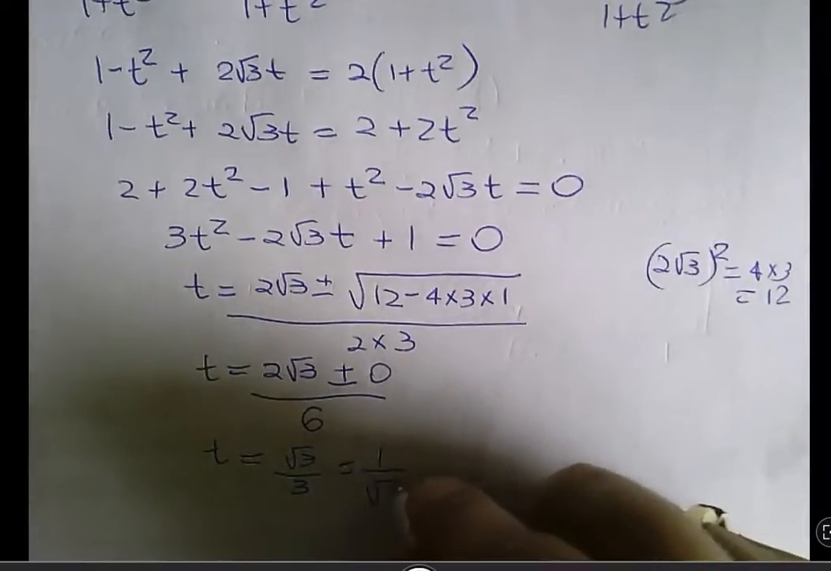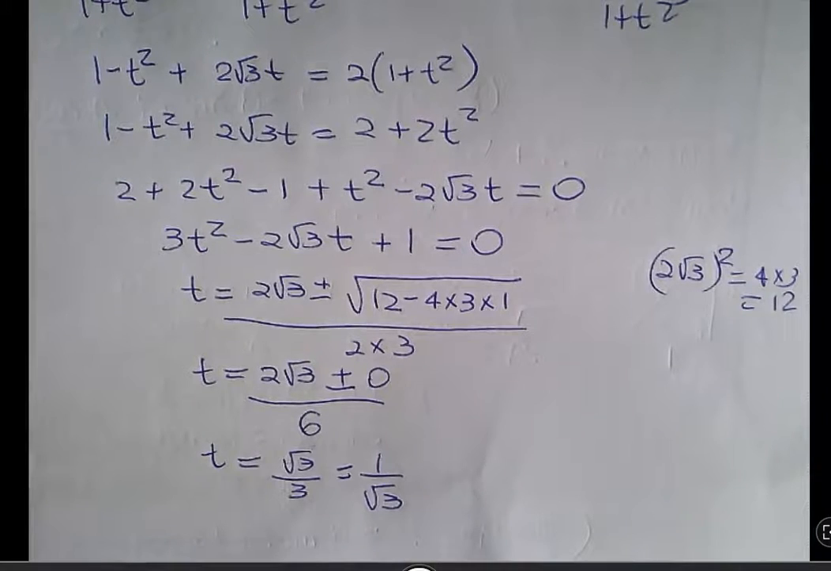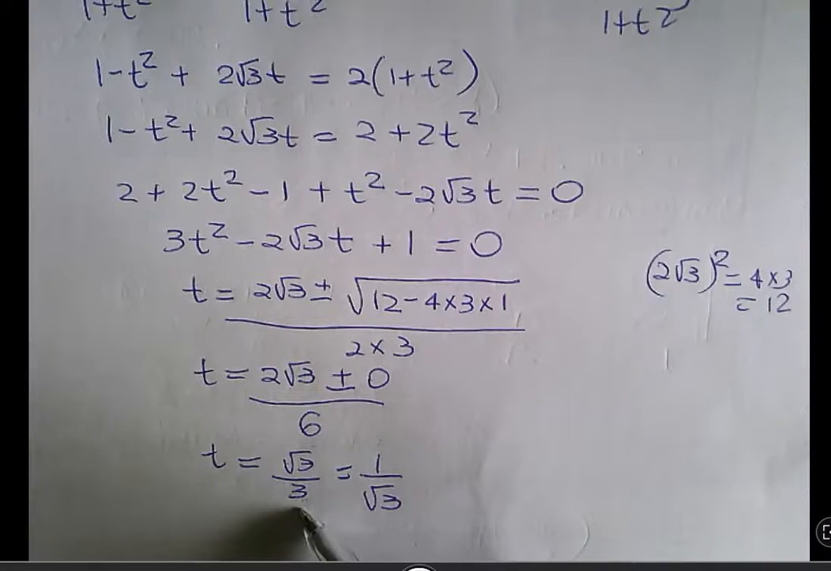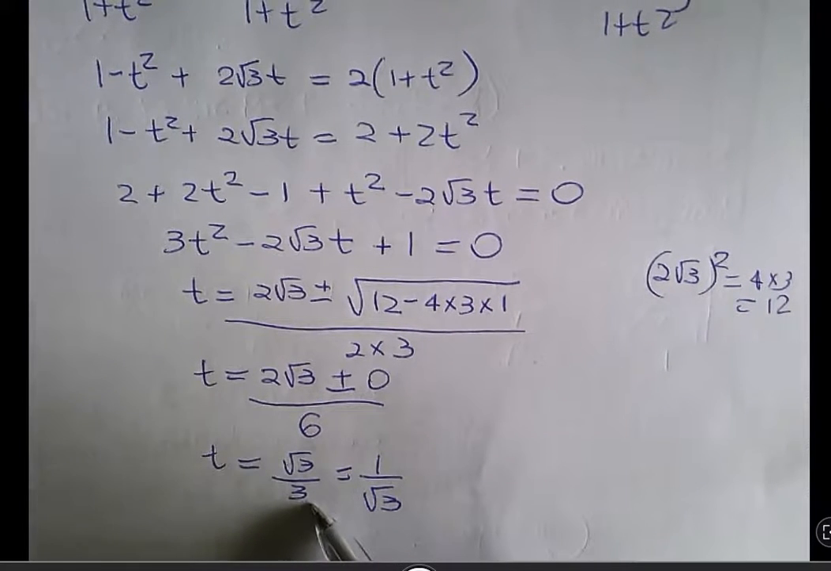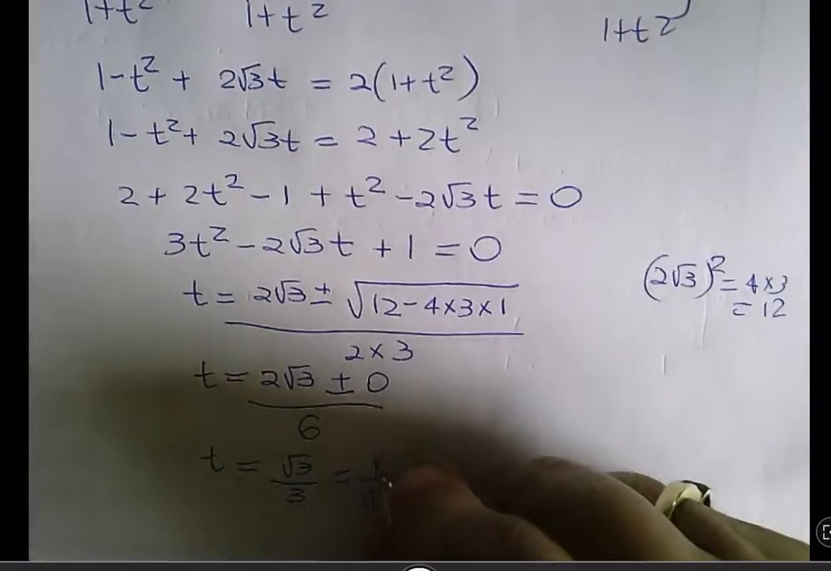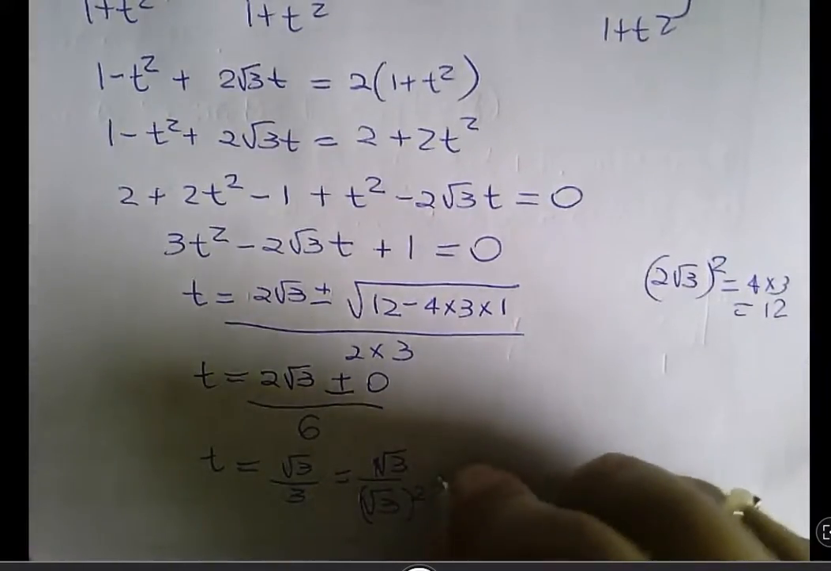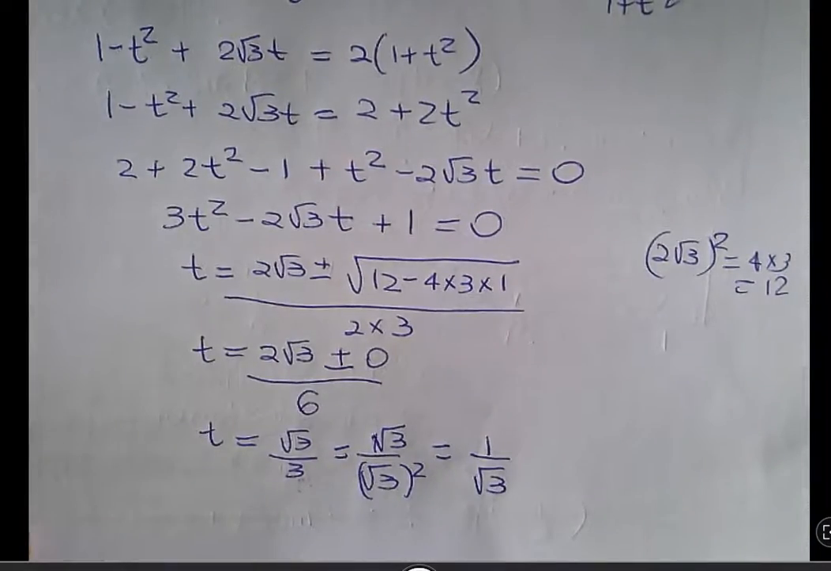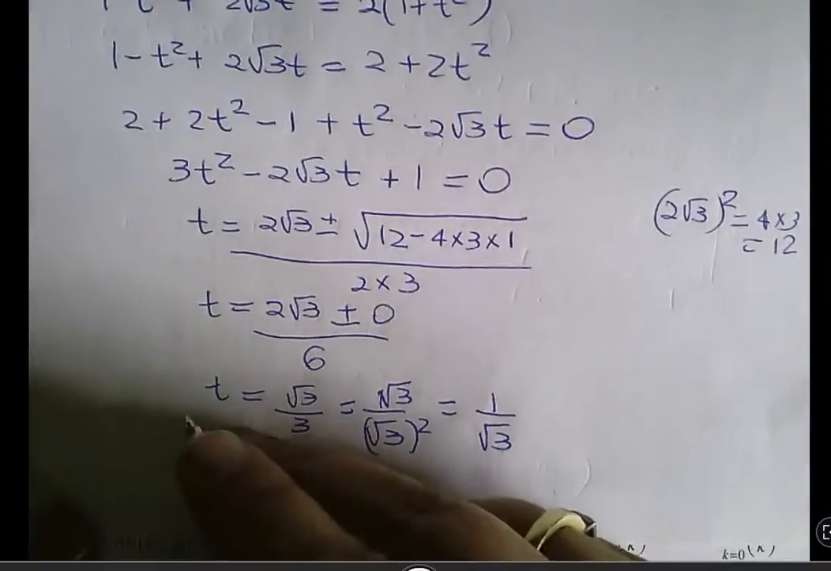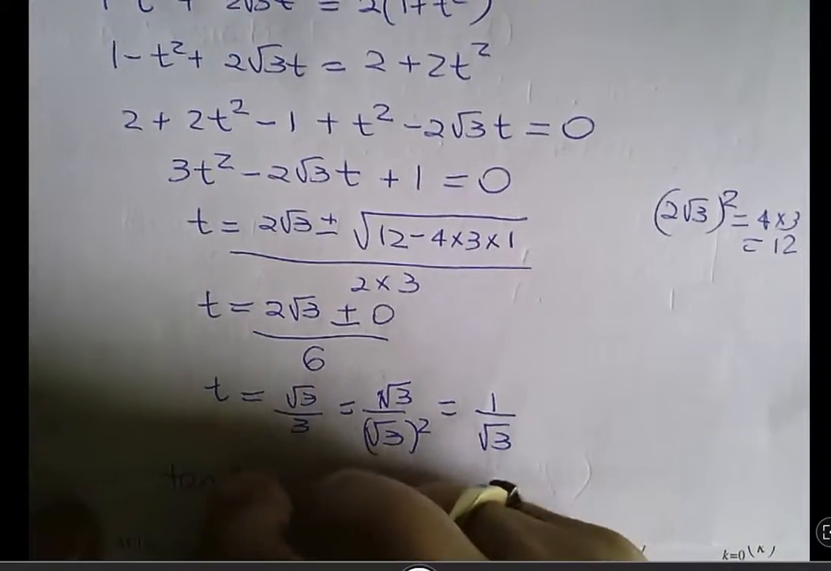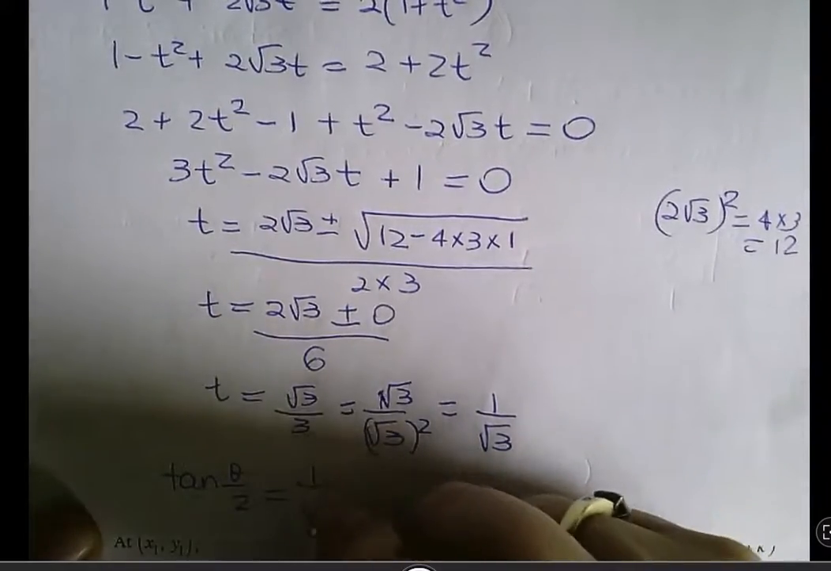That's 1 on root 3. Do you know why that's 1 on root 3? Because 3 is root 3 squared. Do you get that? What is 3? Isn't it square root of 3 times square root of 3? So basically one of the square root of 3's on the numerator cancels with the denominator. Do you get that? Now, t is not tan theta. T is tan theta on 2 equals 1 on root 3, only one answer there.